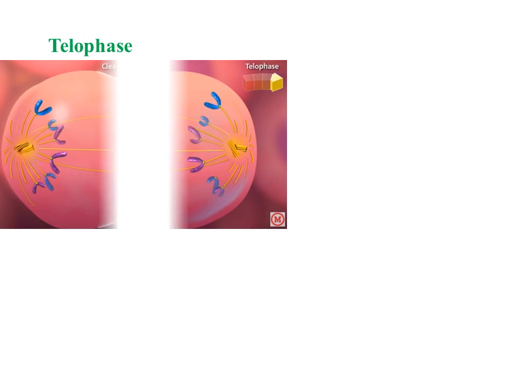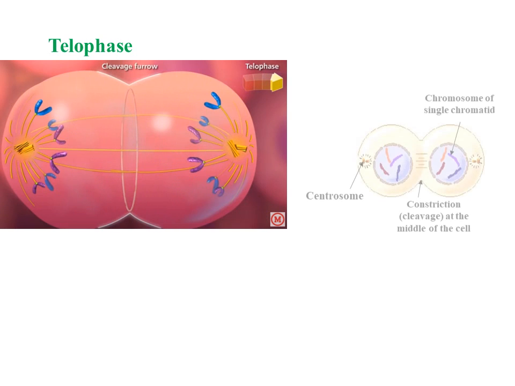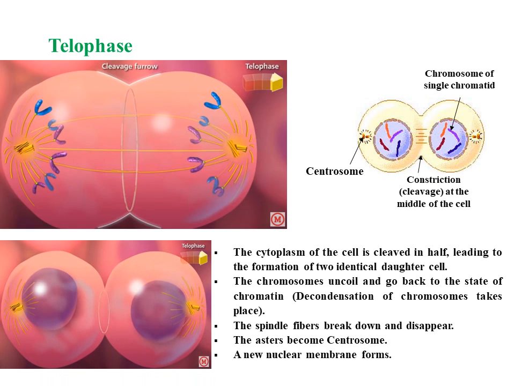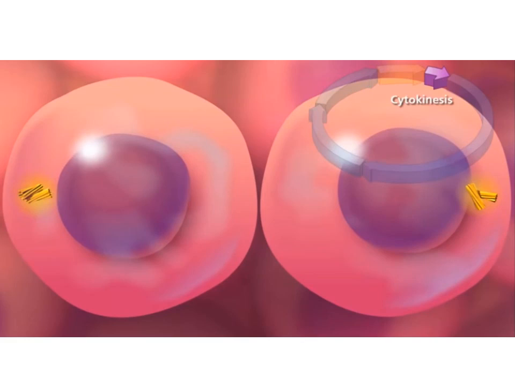At telophase, a cleavage furrow forms in the center of the cell. The chromosomes uncoil and go back to the state of chromatin. Decondensation of chromosomes takes place. The spindle fibers break down and disappear. The asters become centrioles, and a new nuclear membrane forms.